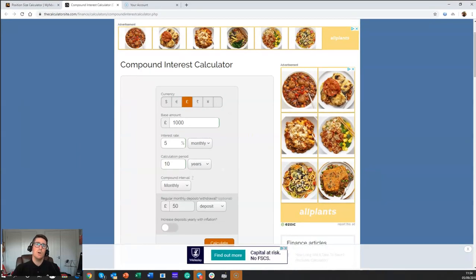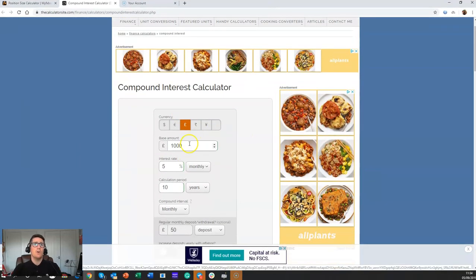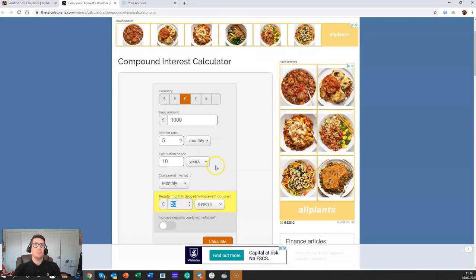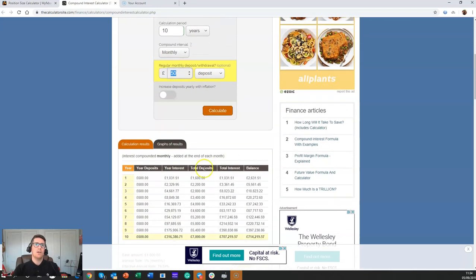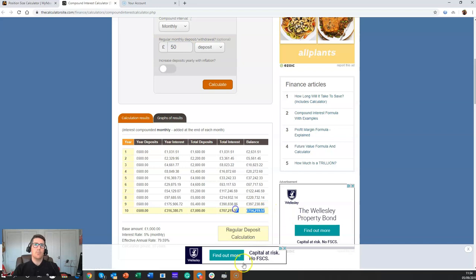So just using a simple compound calculator, we've got £1,000 in an account. If we believe we can make 5R on a monthly basis, or 5% of your account balance each month, and we calculate that over a 10-year period, compounding those gains on a monthly basis, and we're going to add another £50 to our account each month, then over the course of 10 years you're going to be looking at an account balance of something in the region of 700,000, assuming you don't take any money out and of course you're consistent with your trading. But it is possible to grow small accounts into something much bigger.